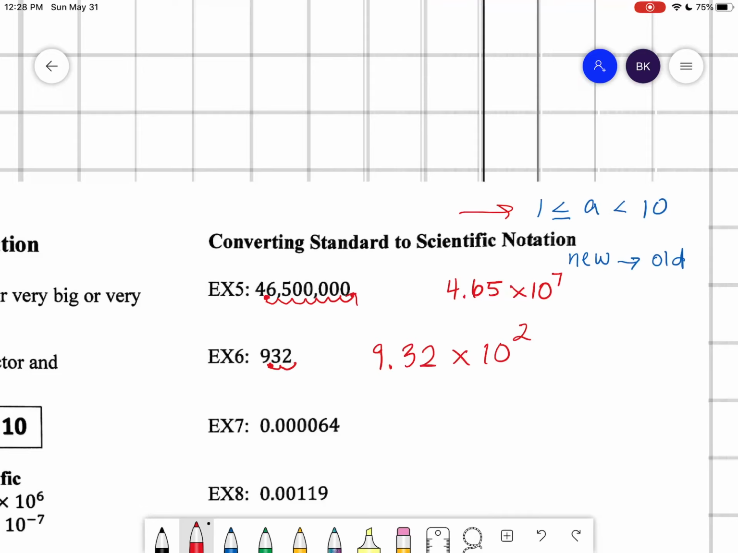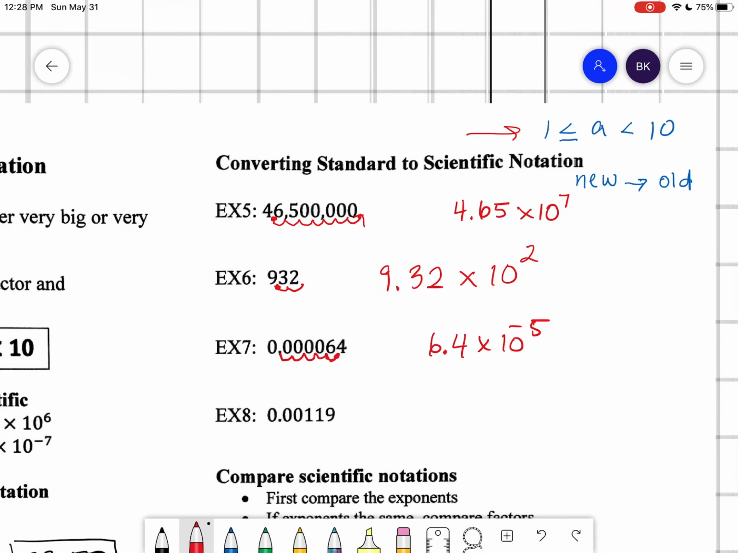Remember, we're jumping from new to old. So I'm going to put my decimal between 6 and 4. And I'm going to jump to the left. That's why we have it negative. So 6.4 times 10. And let's jump 1, 2, 3, 4, 5, new to old. So that would be 6.4 times 10 to the negative 5th power.